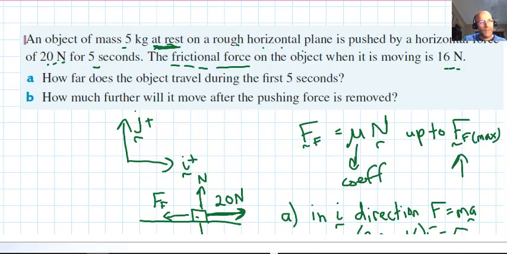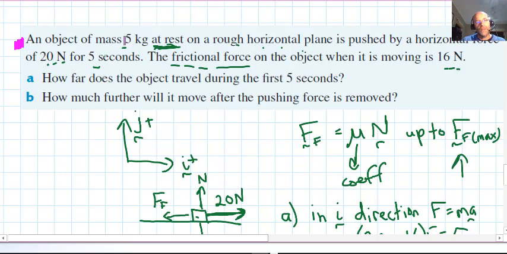Lucky last now, second example. An object of mass 5 kilograms is at rest, which is important. At rest, okay, so it's got a velocity of 0. On a rough horizontal plane, it is pushed by a horizontal force of 20 newtons for a total of 5 seconds. Now the frictional force on the object when it is moving is 16 newtons. I've got to do two things: how far does the object travel in the first 5 seconds, and how much further will it go once you remove that force?